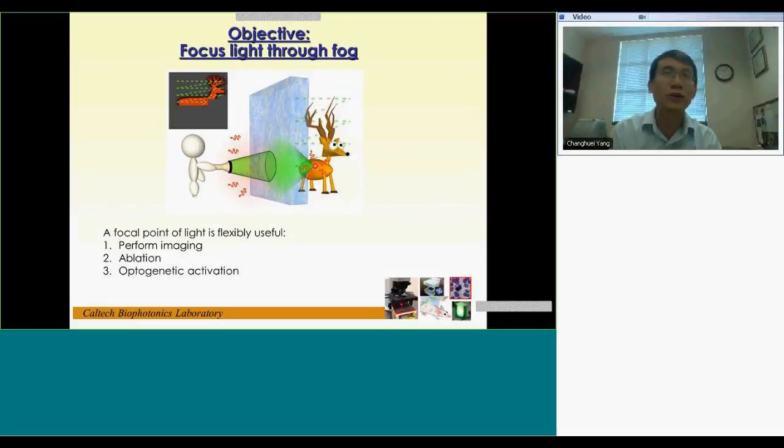Because you can imagine if you take that point of light and raster scan that across your sample of interest, you can potentially perform imaging for fluorescence image collection or for Raman data collection. You can also think about using this focal point of light to do ablation, because all you need to do is turn up the light field power, and you basically have a tool by which you can start to ablate tissue very locally. And then finally, you can think about using that focal point of light to do optogenetic activation, which is basically the objective that we have currently.